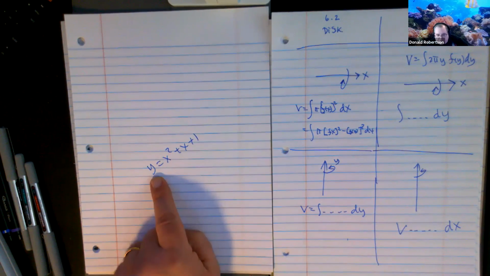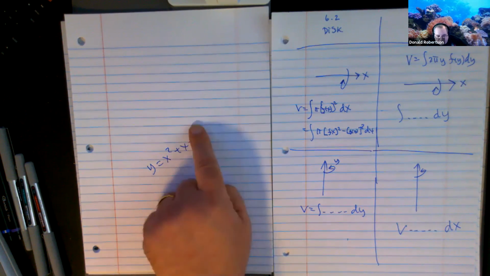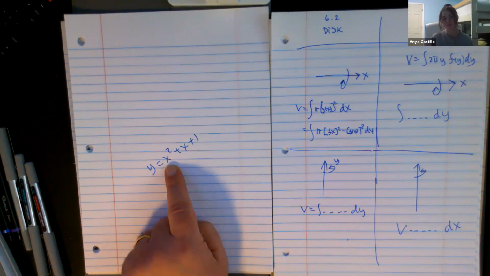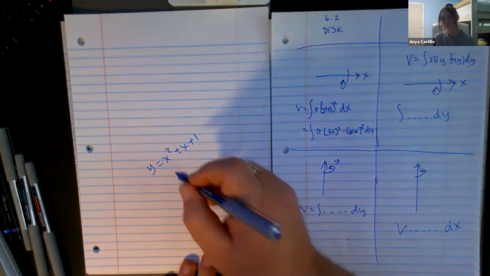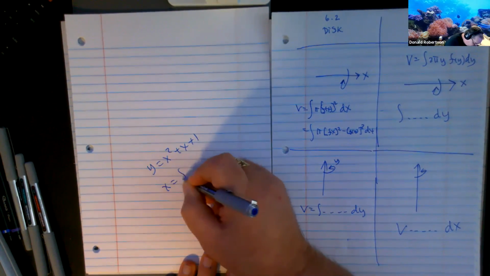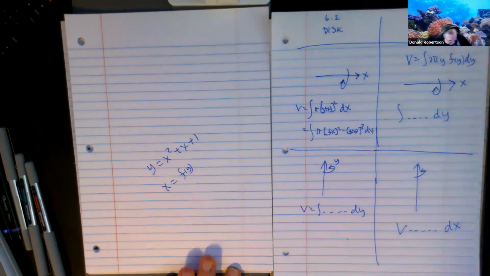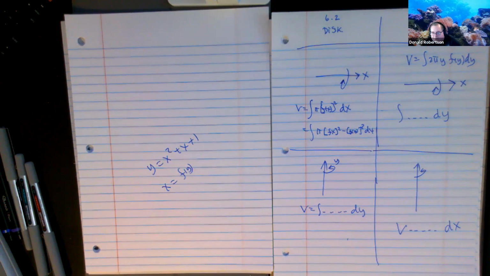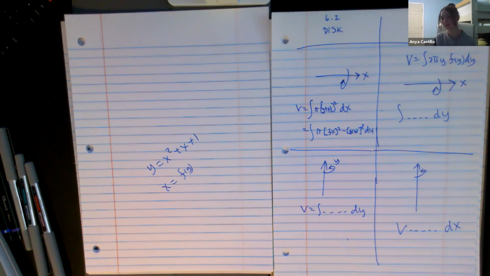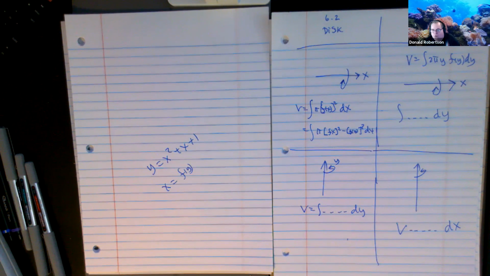This function is good to go if you're going to use x's, agreed? If I had to turn this into x equals a function of y, would you realize that that isn't going to happen? And that tells me whether I can use x's or y's. And that's how I would be able to decide disk or shell method.